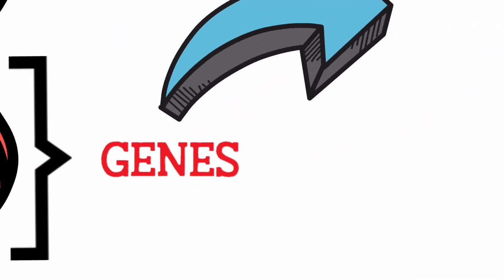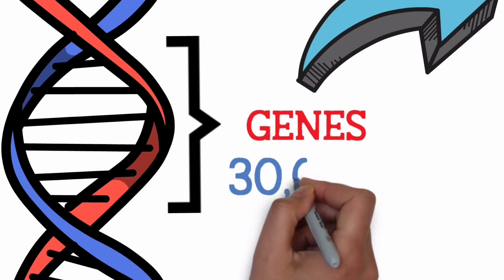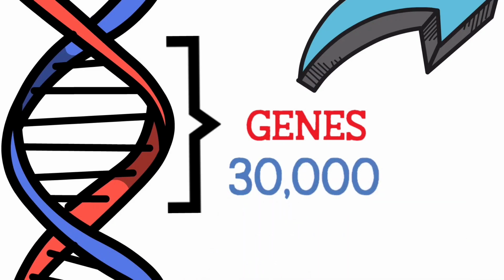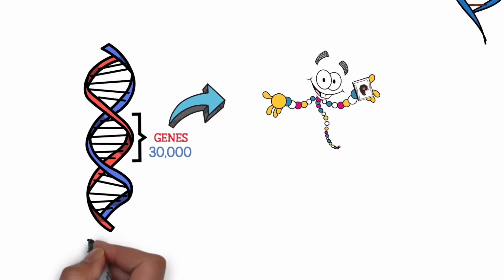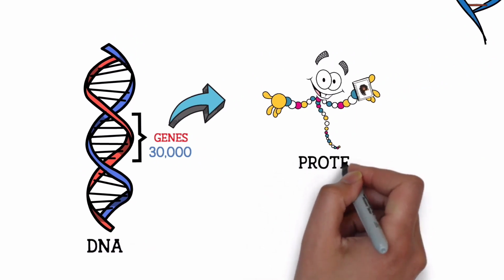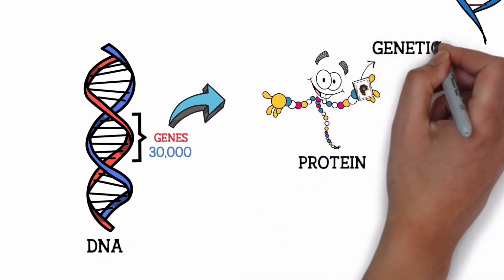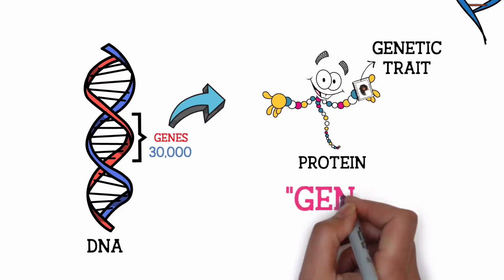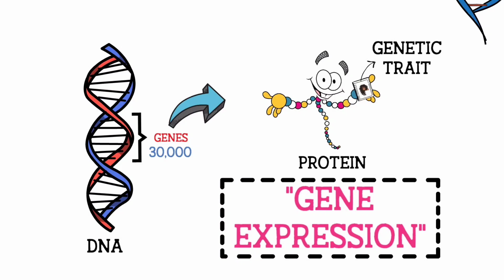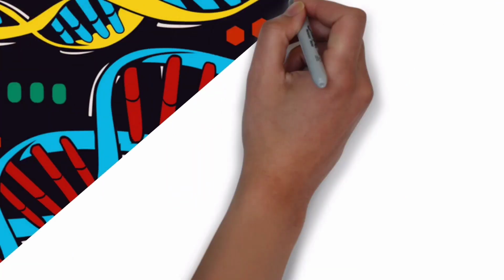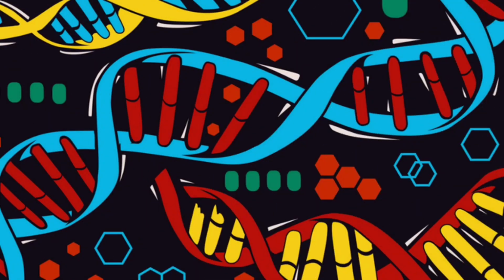Each of us has around 30,000 genes, each of which codes for a certain protein that dictates all of your traits. So what we're going to talk about is how your DNA can lead to the making of a protein to express genetic traits, a process also known as gene expression. Let's have more about gene expression later in this video. So back to your DNA and its essential role in all of this.